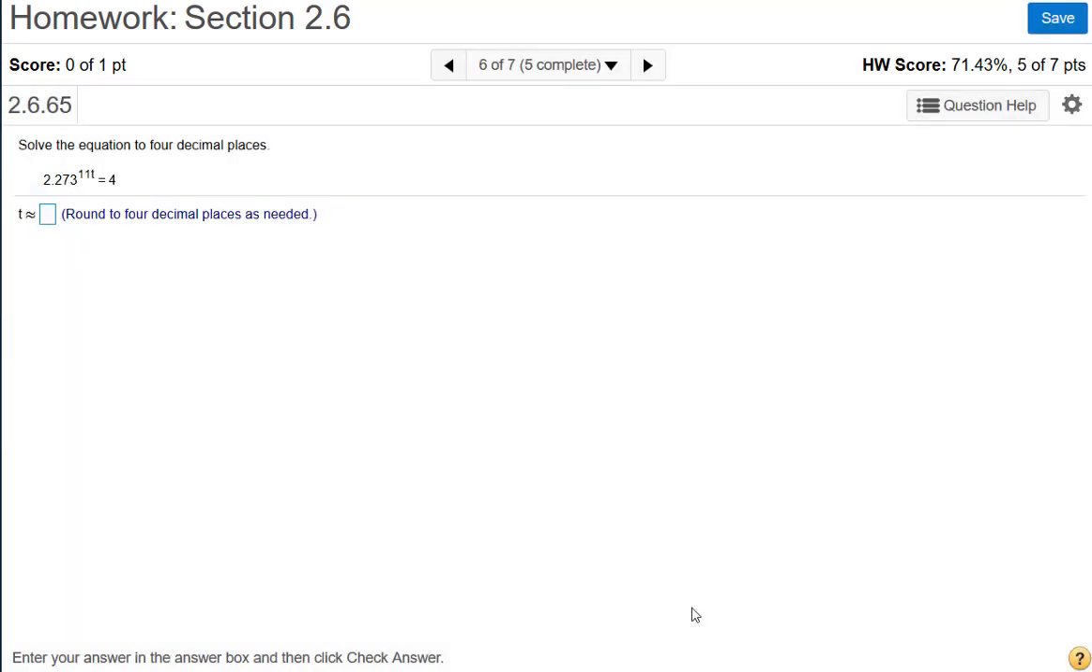And similarly, we want to convert this into its equivalent logarithm form. That would be log. In this case, the base is 2.273. Now the logarithm is the exponent. So there's the 11t. Then the other number, which is the 4.